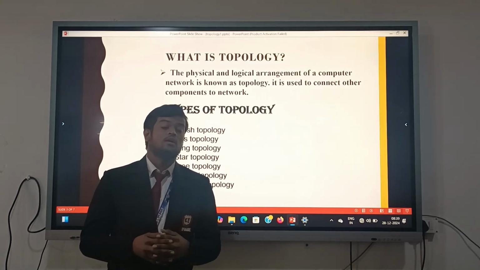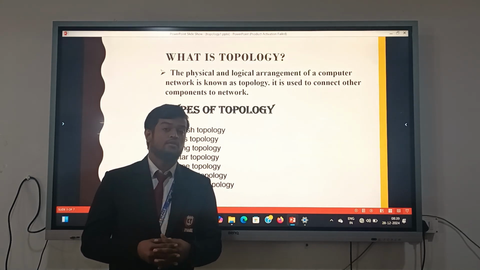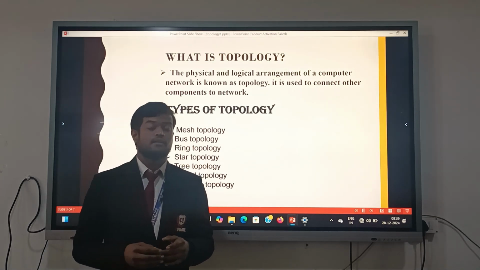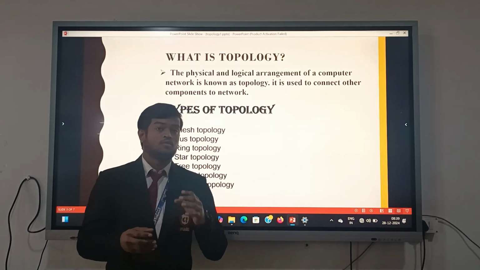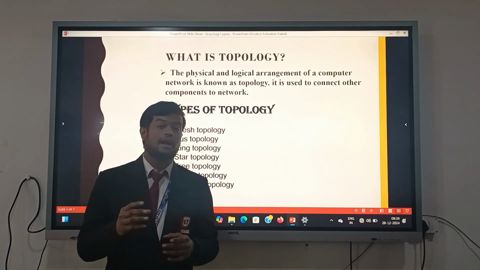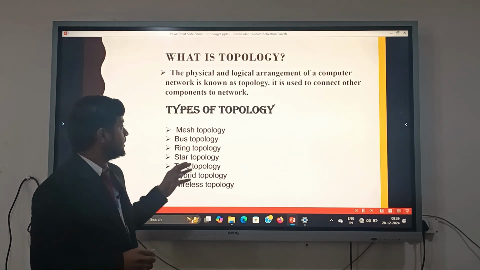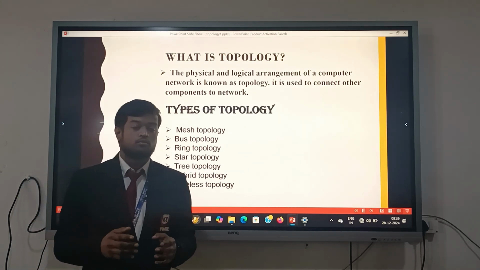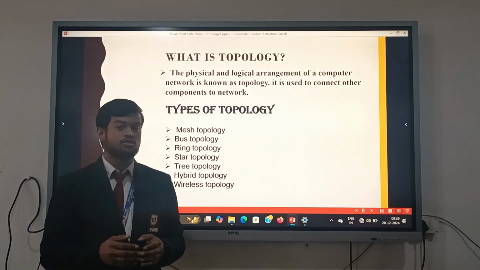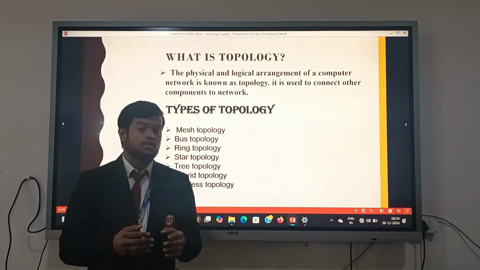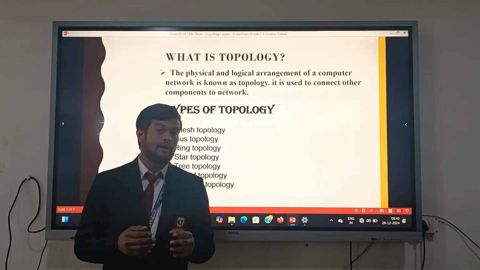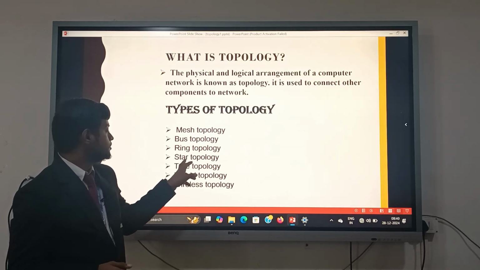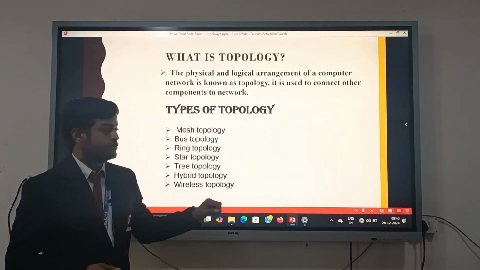Topology is the physical and logical arrangement of a computer network. Physical arrangement has many types, and logical arrangement means configuring the network by using IP addresses. In physical topology, there are many types like mesh topology, bus topology, ring topology, star topology, tree topology, hybrid topology, and wireless topology. But today we will learn about star topology in depth.